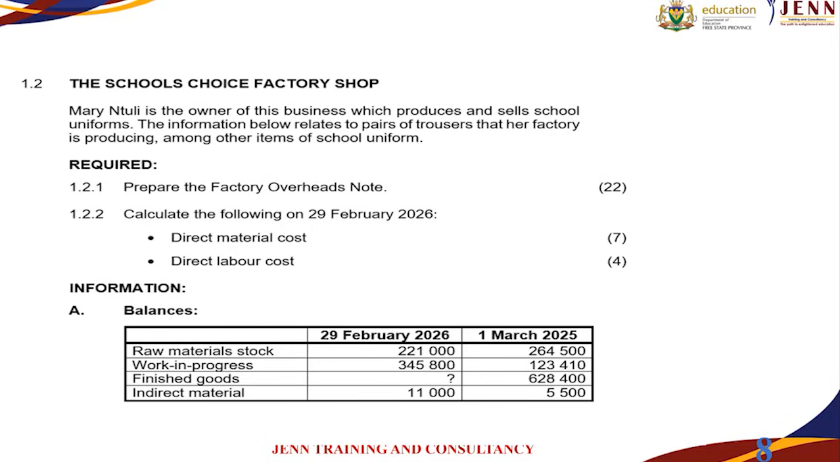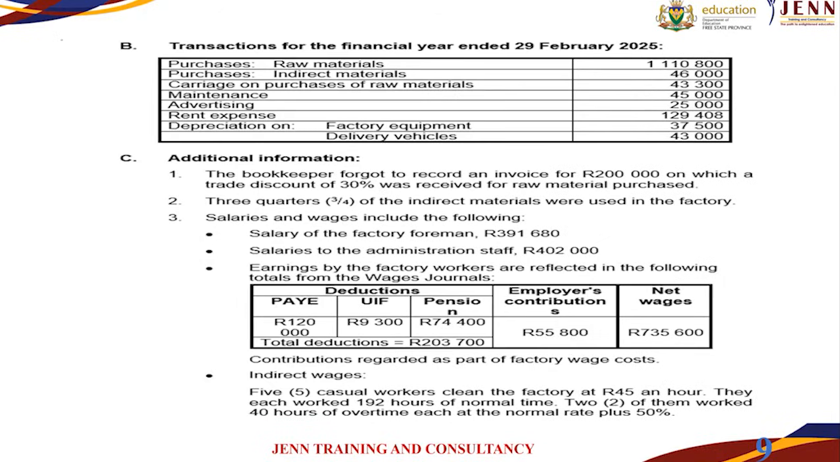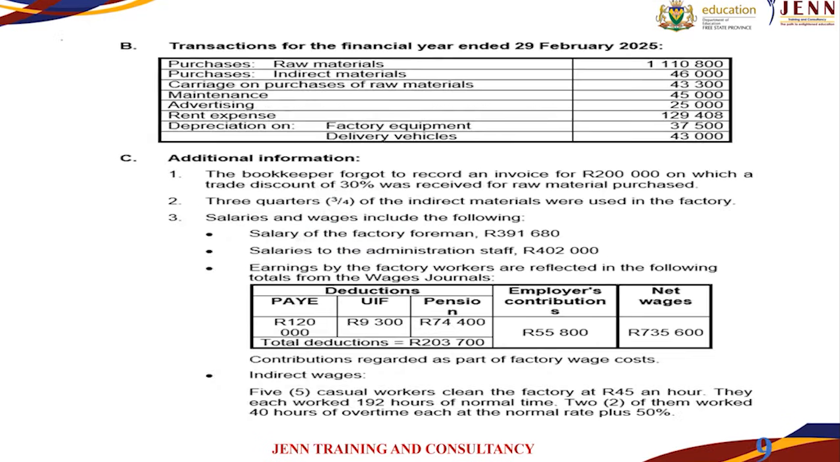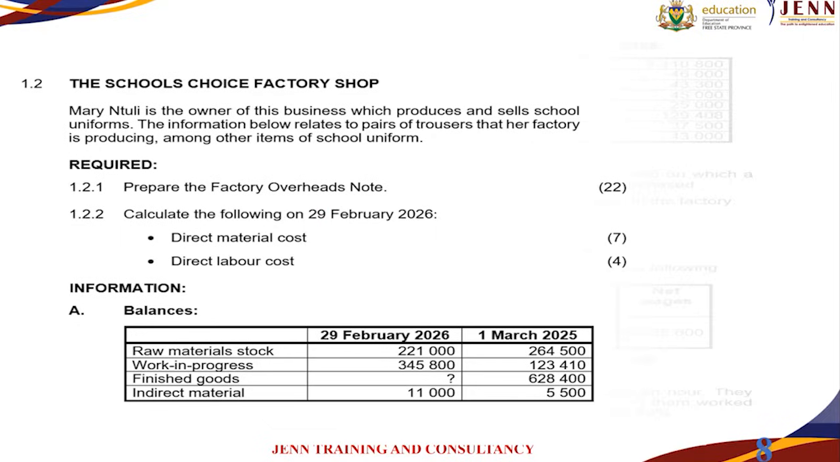Opening balance. When you go to information A, our raw material opening balance is 264,500, plus the purchases. Now we must look if we purchased material during the year. When we go to information B, it says purchases of raw materials 1,110,800. It means we are going to say plus 1,110,800.